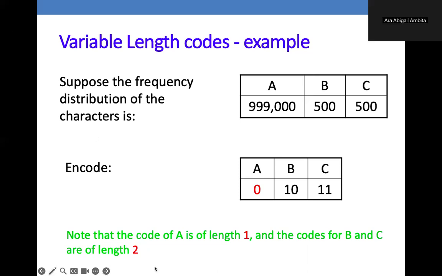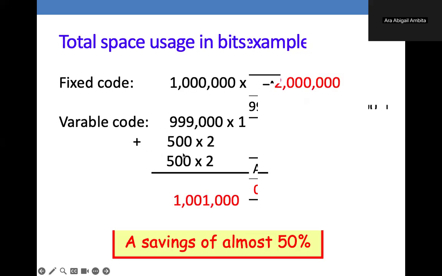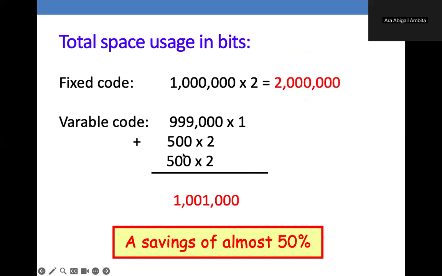So if we have A here, which occurs 999,000 times, and then B and C, which occur 500 times only. So if we encode it, A will have a shorter length code compared to B and C, which have length two. Okay, so why is that the case, or how does it save space? So for the fixed code in which every character that we have is represented by 2 bits, and we have 1 million, we need 2 million total bits.